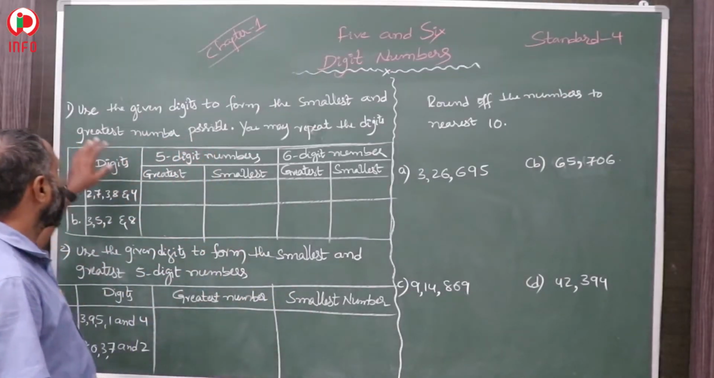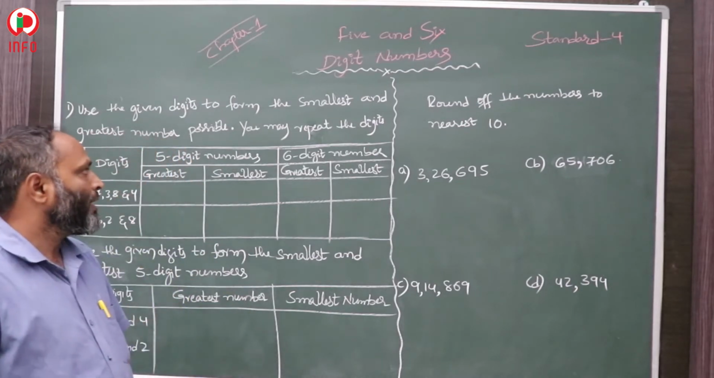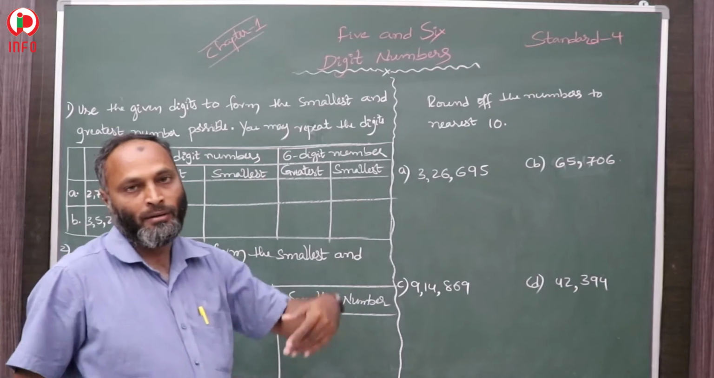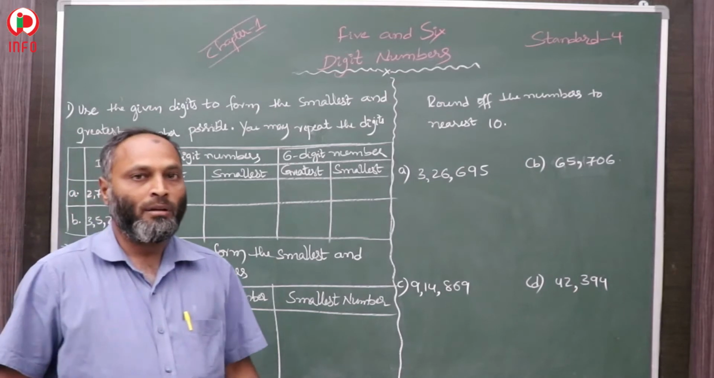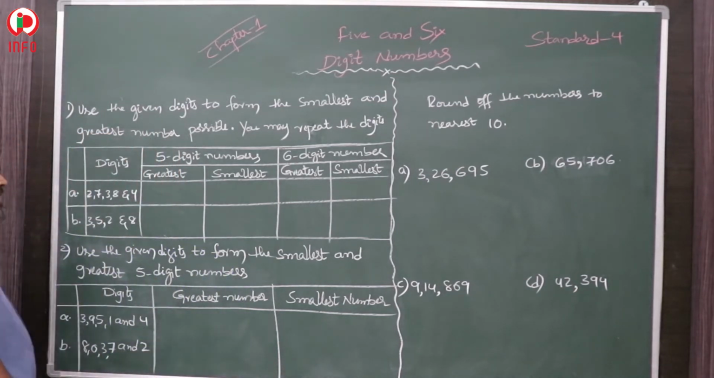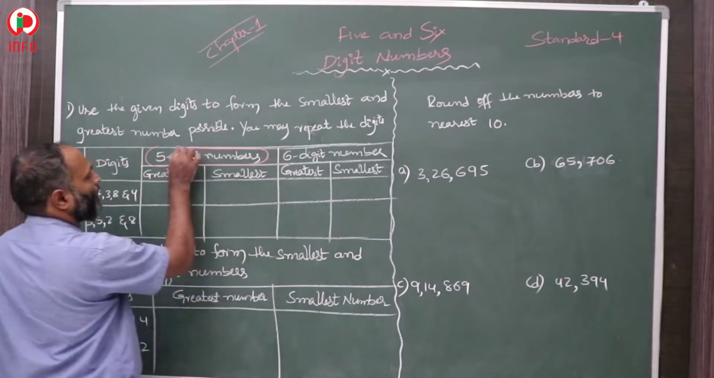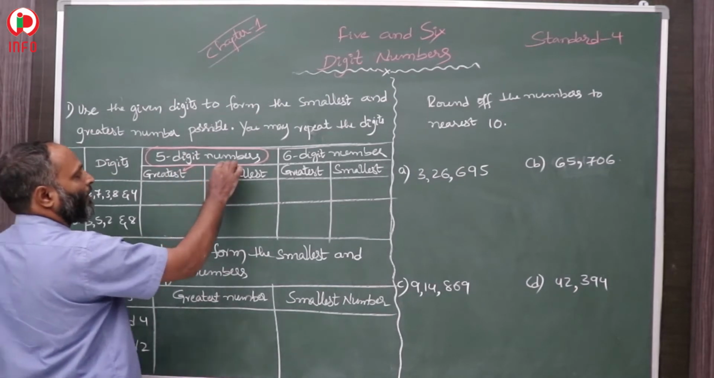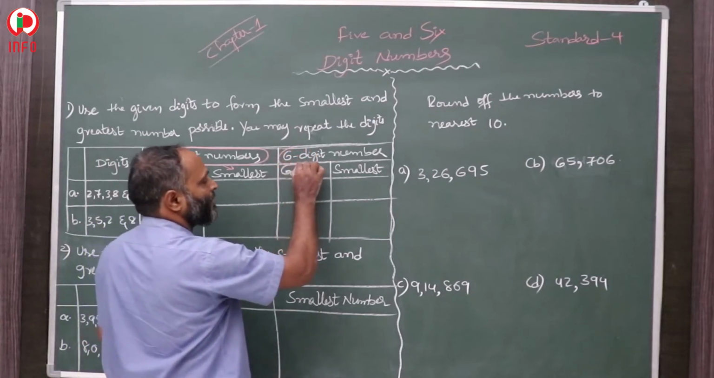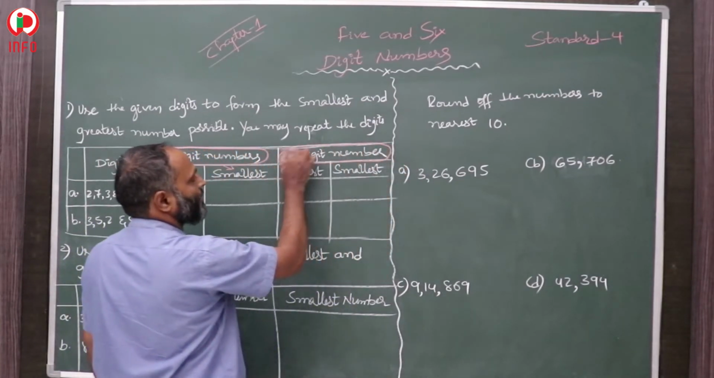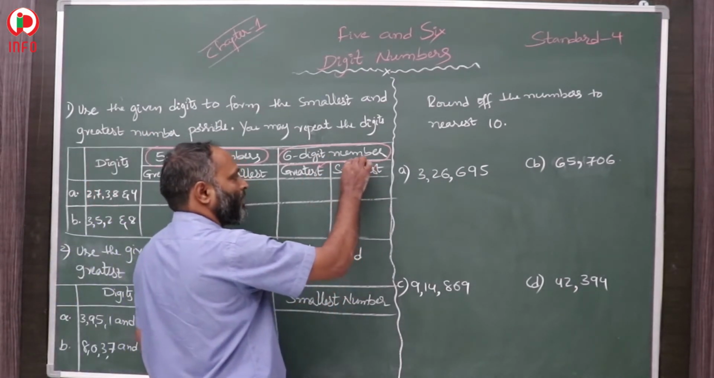Yes, now see. Use the given digits to form the smallest and greatest number possible. If you may repeat, then repeat. So how do we make a smaller or greater number using the given digits? Here we have to write a 5-digit greater number and a 5-digit smaller number. Here we have to write a 6-digit greater number and a 6-digit smaller number.